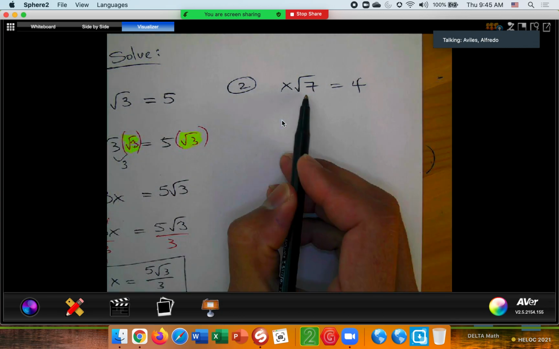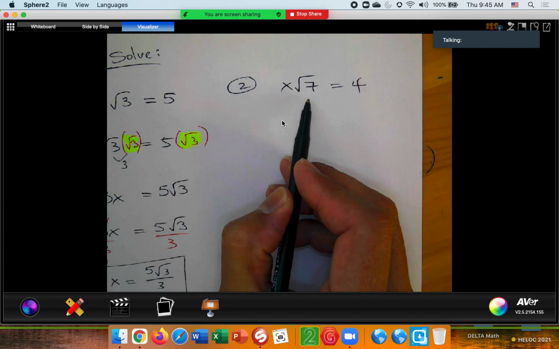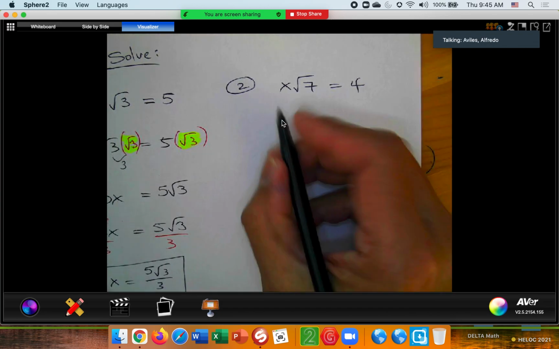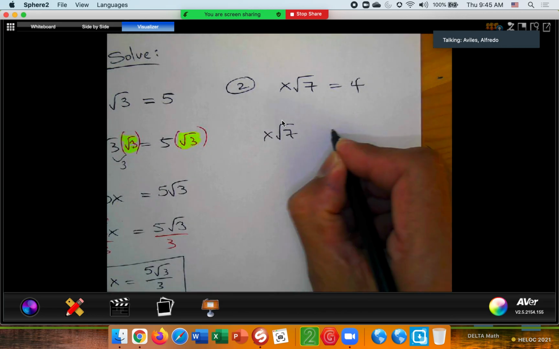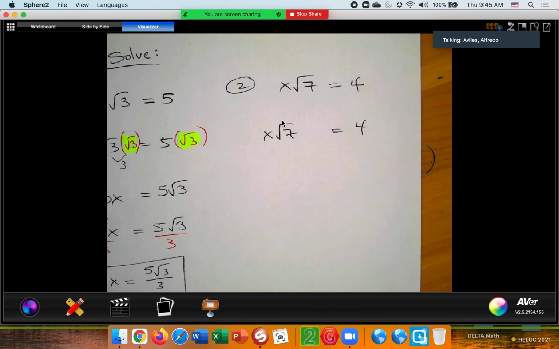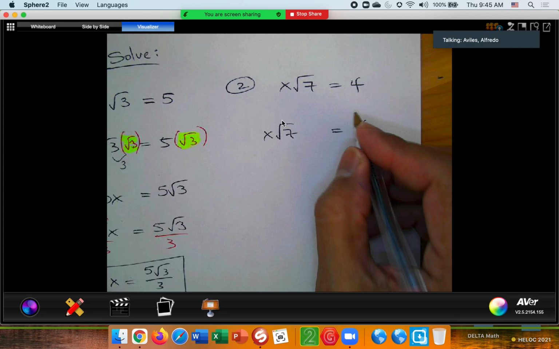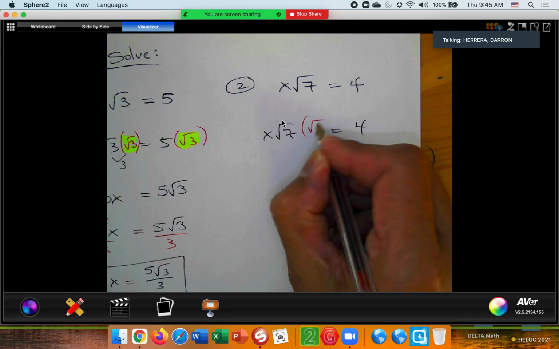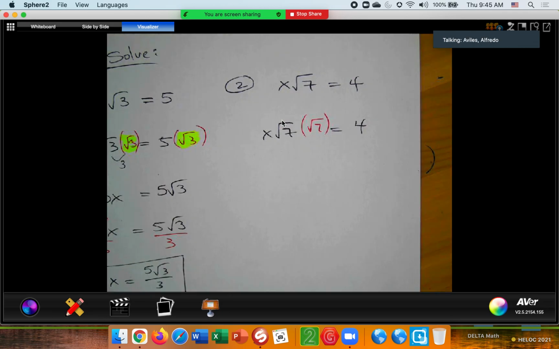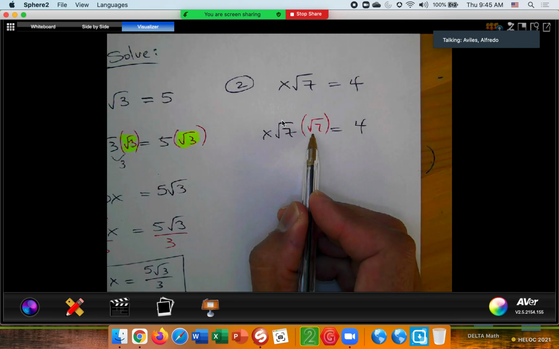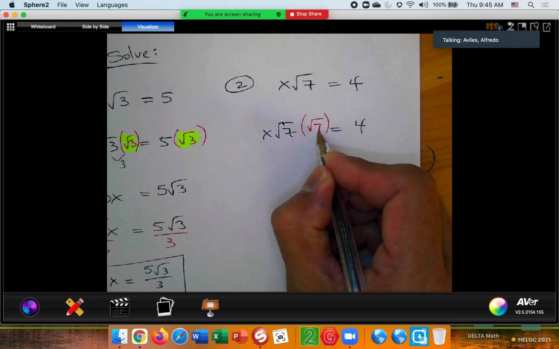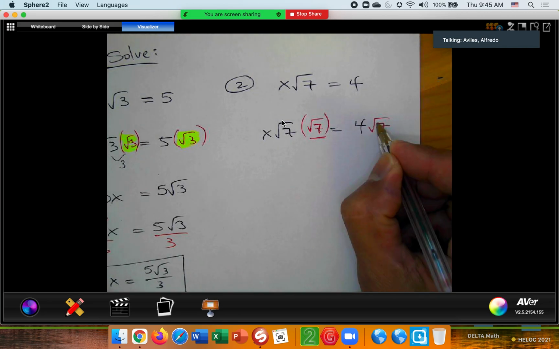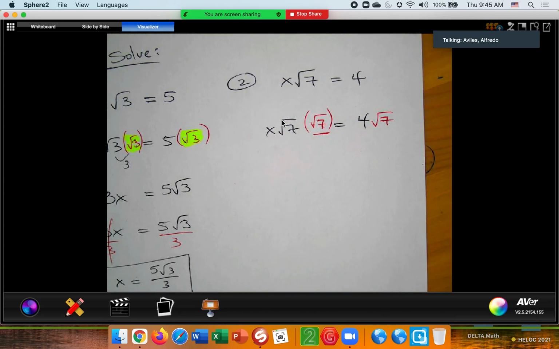If this is not a whole number, you're going to make it a whole number. What can I do to make this a whole number 7? What do I have to do to both sides? Darren, what do I do? Put the square root of 7. Yes, multiply. You need 2 of them. So I'm going to multiply by another root 7. And if I do it to this side, you have to also do it to this side.